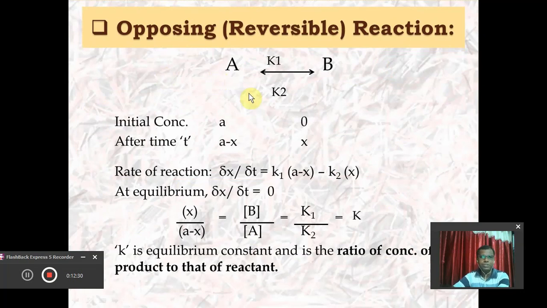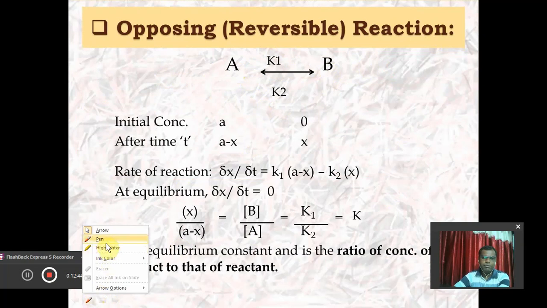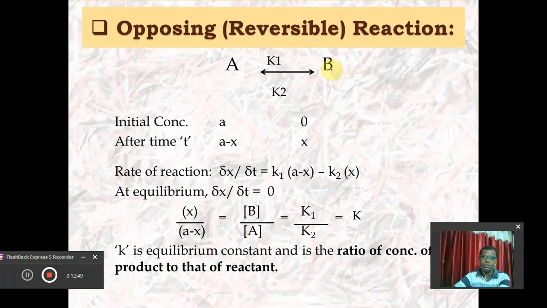Suppose this is a general reaction, called the opposing reaction or reversible reaction. A gets converted into product B with the rate constant K1. But this product is unstable, so it will again decompose into the reactant. The rate constant of decomposition of product B into reactant is K2. So the rate constant of the forward reaction is K1 and the rate constant of the backward reaction is K2.